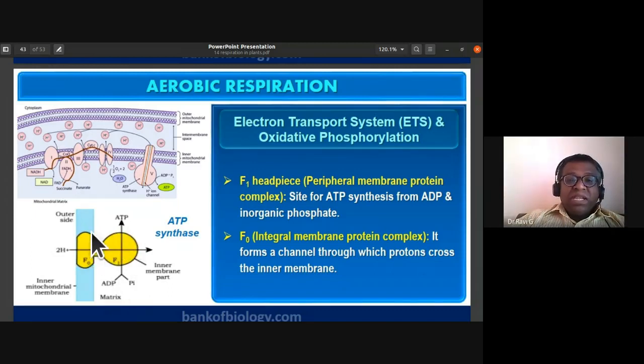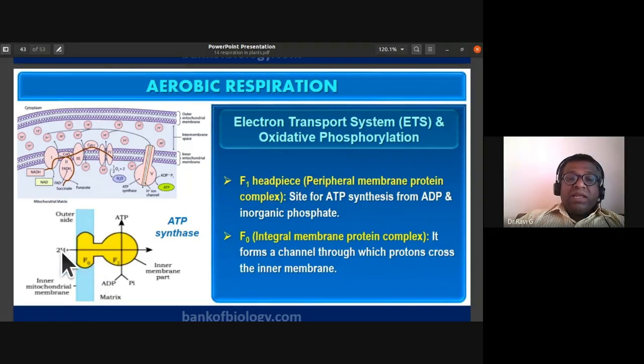F naught is the integral membrane protein complex. It forms a channel through which protons cross the inner membrane, and this proton crossing through the inner membrane is required for the activation of ATP synthase. Only then is the ATP synthesized. We have already discussed this concept in the chemiosmotic hypothesis.